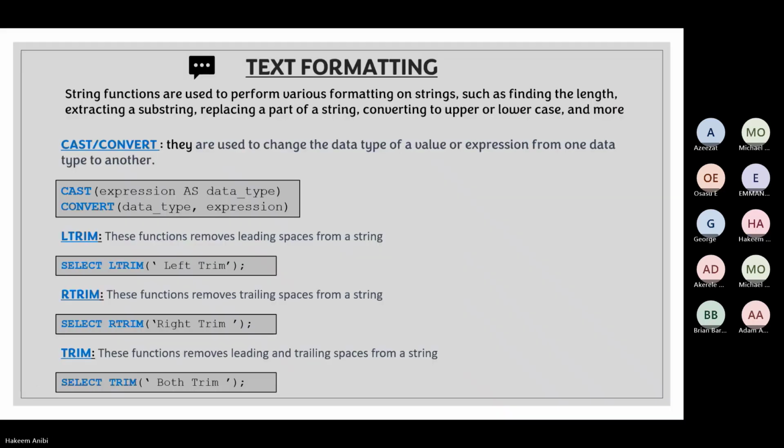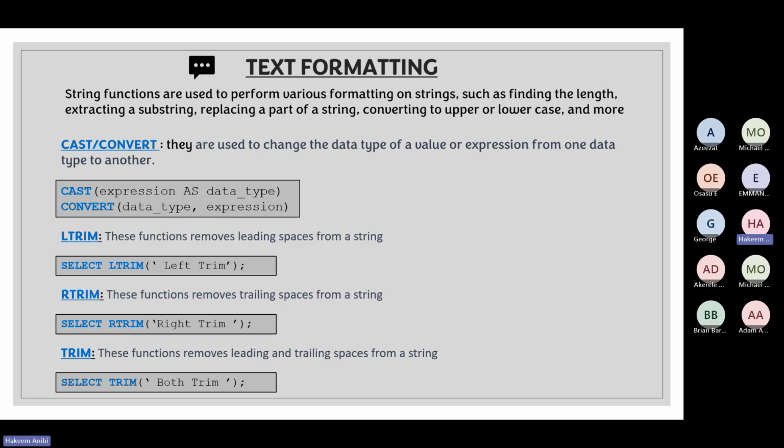So we'll start with text formatting. Text formatting, as I said, is just to format text, which we also know as strings. We can find the length, we can extract a substring from a string, that is, extracting a particular part of the word from the entire word. We can replace a string, convert from upper to lower, from lower to upper, and much more.